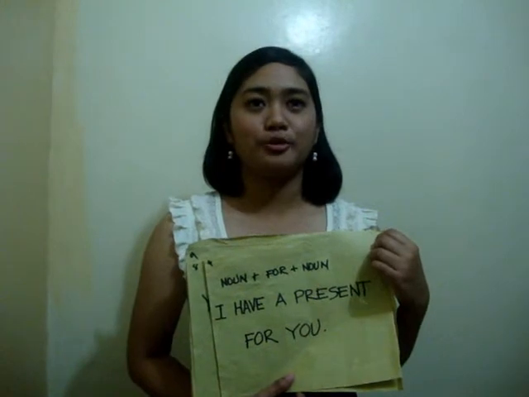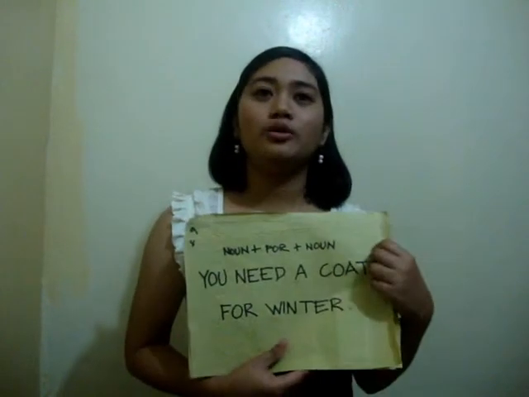Another example of a preposition is the word for. The word for can indicate a recipient or beneficiary. The sample structure of the sentence would be noun plus for plus noun. For example, I have a present for you. Another meaning of for can indicate a special purpose. The sample structure would be noun plus for plus noun. For example, you need a coat for winter.